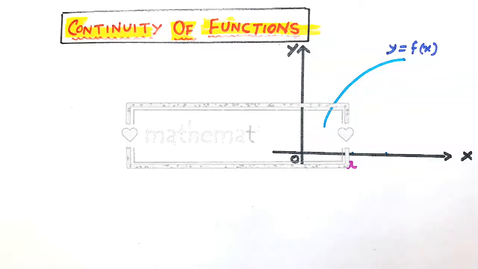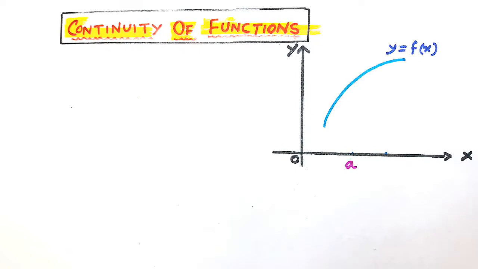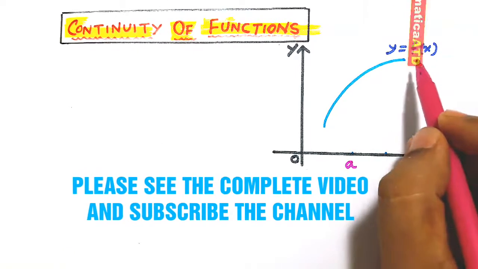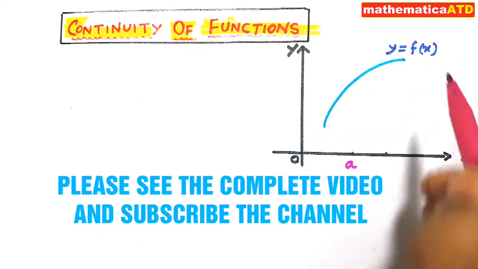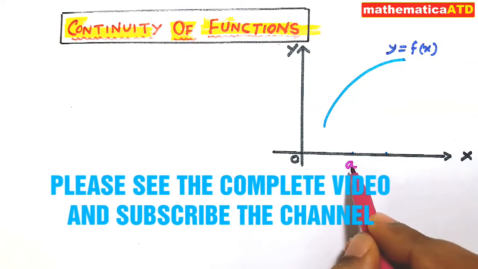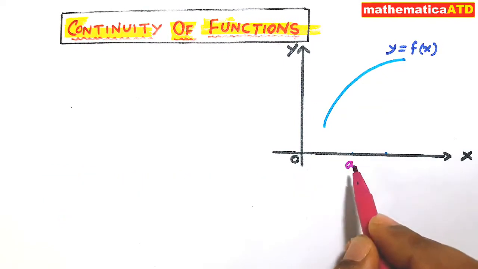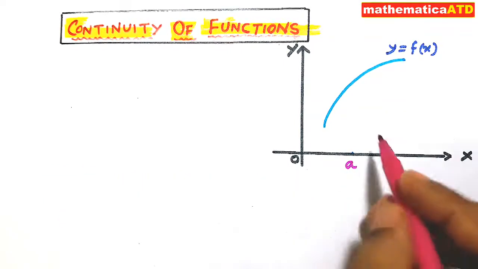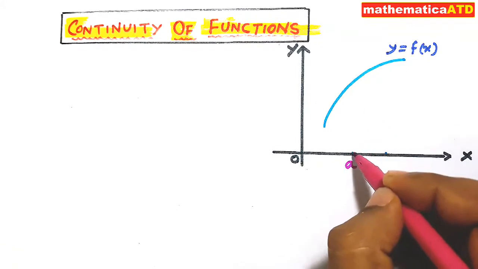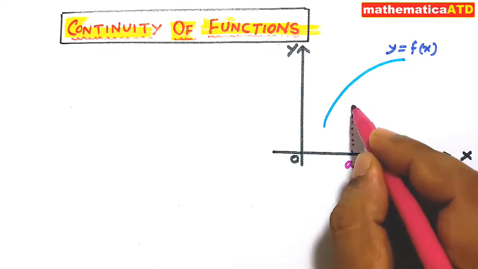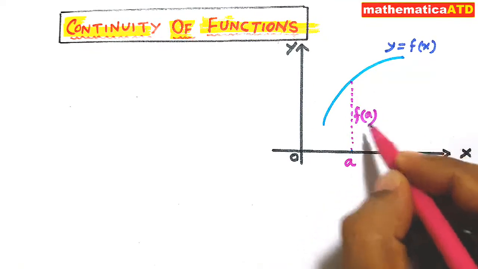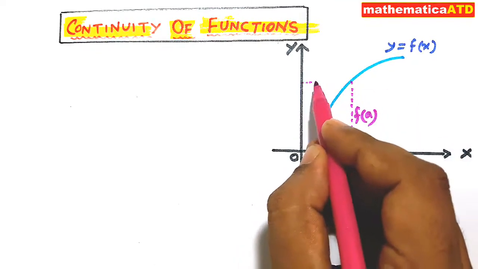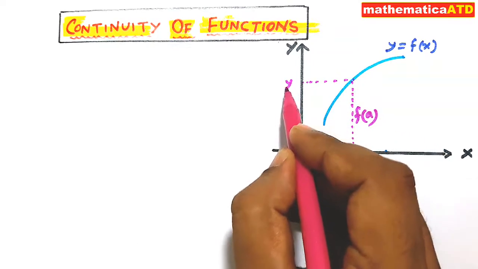Dear friends, our topic is continuity of functions. Let us consider that a function y is equal to f(x) be a real valued function, and this function f(x) is defined at x is equal to a and in its neighborhood. So at the point x is equal to a, we draw an altitude here. So this one is f(a). Let us consider that this height be y0.